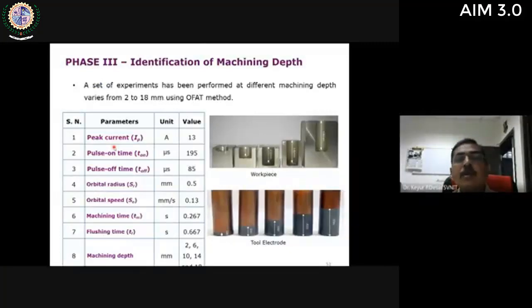A set of experiments has been performed for different machining depths, varying from 2 mm to 18 mm, using one factor at a time method. And these are the machined depths. You can see these are the views. The parameters varied are enlisted over here with their values, and we wanted to study their effect on tool wear.